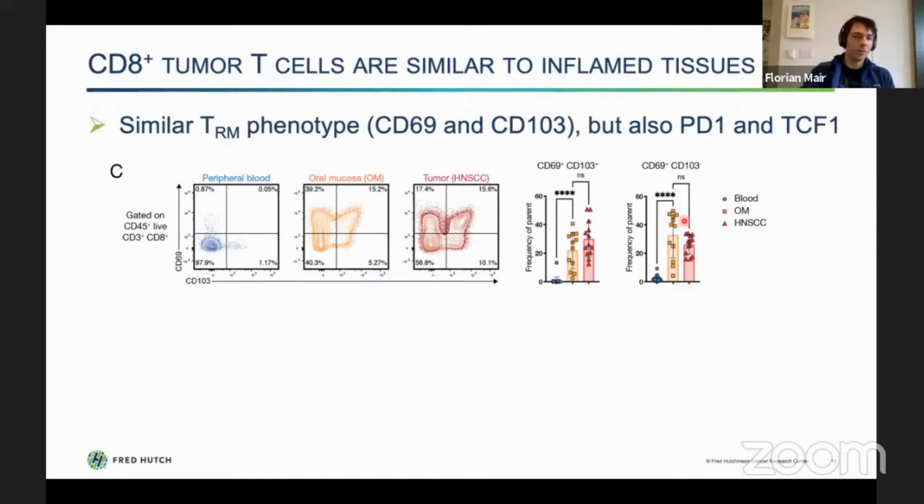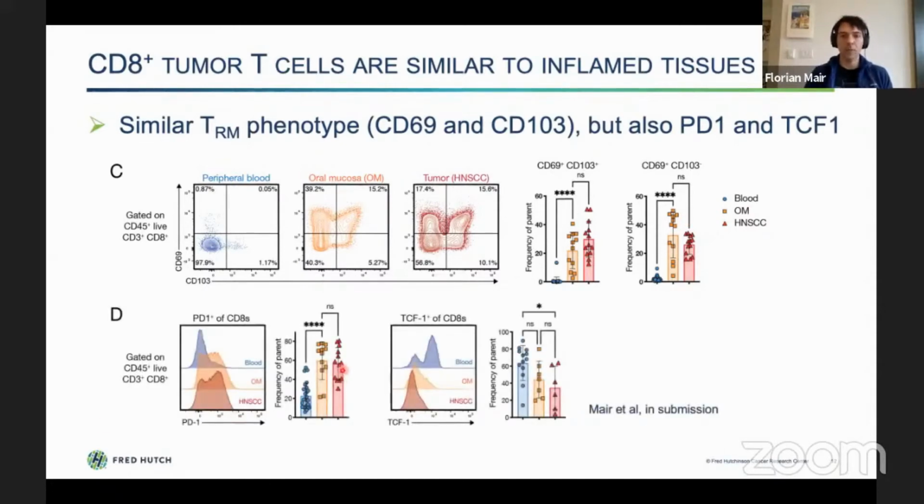That was maybe not so surprising, but we were pretty surprised when we started looking at PD-1, which is the prototypic molecule of T cell exhaustion and is also the target of various immunotherapeutic approaches. We saw that the expression level of PD-1 in our tumor samples was indistinguishable from the expression level in our inflamed oral mucosal tissue samples. We also looked, in a smaller cohort, at the expression of the transcription factor TCF1, which has been postulated to be critical along the path of development for exhausted T cells. And again, the expression pattern between our two tissue sources was comparable.